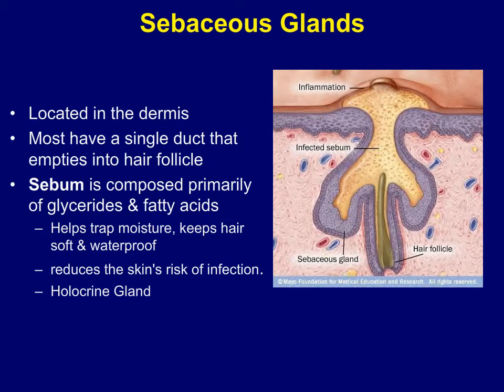Another accessory structure associated with hair follicles is something called a sebaceous gland. A sebaceous gland is basically an oil gland. That is, it produces an oily-like secretion which lubricates our skin surface and also gives a nice sheen to our hair. And so the sebaceous glands themselves are extensions of epithelial tissue from the epidermis that extend way down into the dermis. And most of these glands have a single duct that empties into a hair follicle.